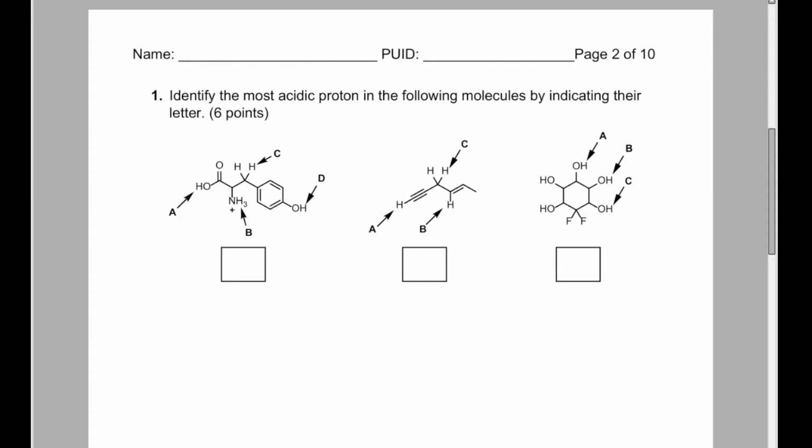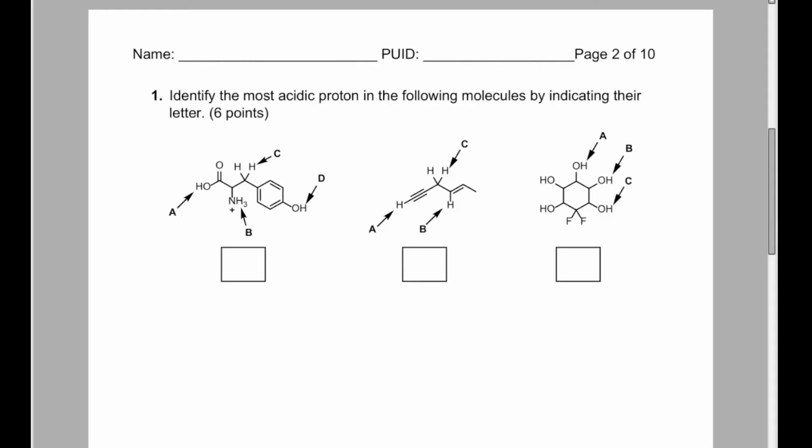1. Identify the most acidic proton in the following molecules by indicating their letter. So for this problem, there's a lot of factors we might want to consider, but I'd say the four main ones are charge, hybridization, resonance, and inductive effect. But really, we have to look at each individual molecule to figure out which one applies the most.